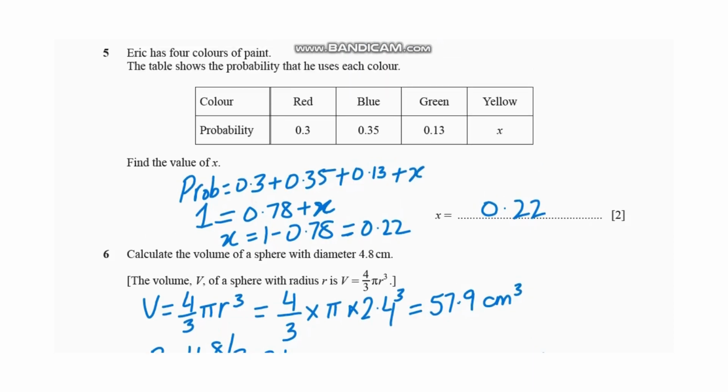Question 5 states, Eric has 4 colors of paint. The table shows the probability that he uses each color. So the total of probability is always 1, and we have to find the probability for the yellow. So what we will do is take 0.3 plus 0.35 plus 0.13 plus x, and on the left side over here the probability will be 1. So once we add the 3 probabilities, that will be 0.78. We subtract this from 1, and that will be 0.22. So the probability of yellow is 0.22.